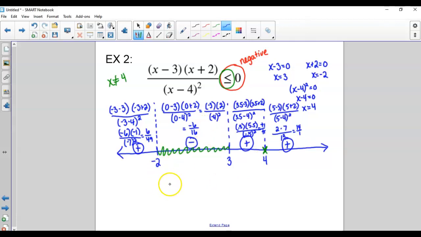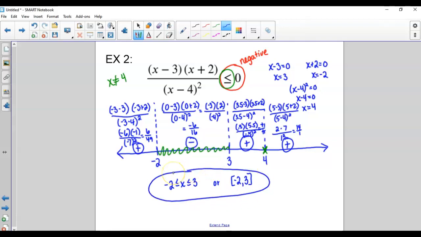So our answer for this, we could either write it negative 2 is less than or equal to x less than or equal to 3, or we could use interval notation and use a bracket, negative 2 to positive 3, like this. So those are our answers.